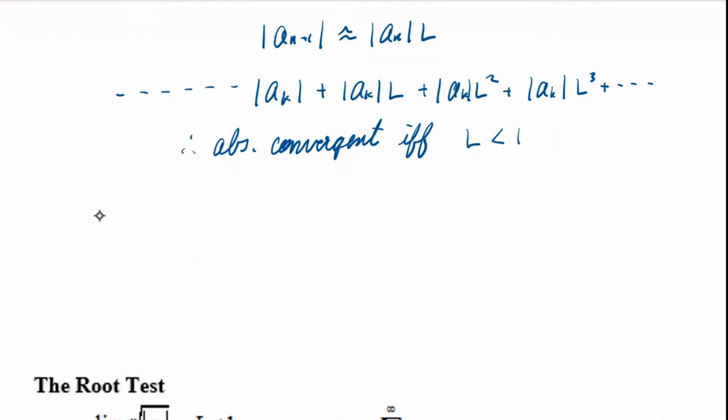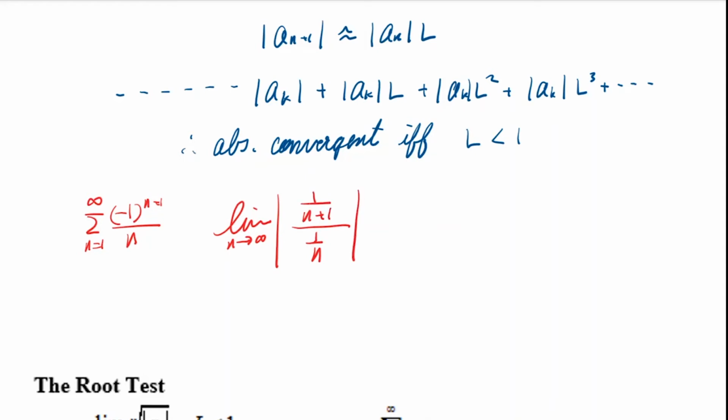Take this as an example, our favorite alternating series. Let's do a ratio test, shall we? Limit of n approaching infinity of, we can just do this and lose the alternating sign thingy because we're taking absolute value anyway, right? Let's make our life easier. Good.